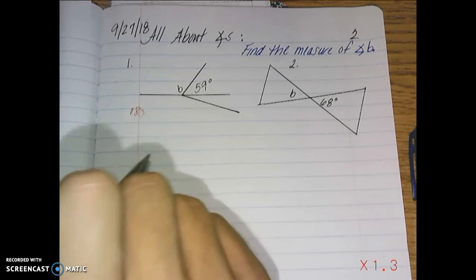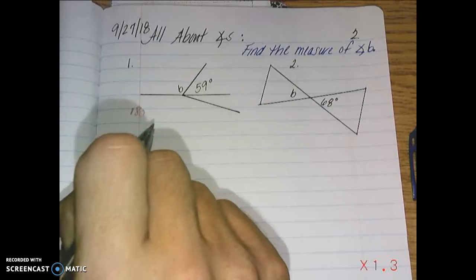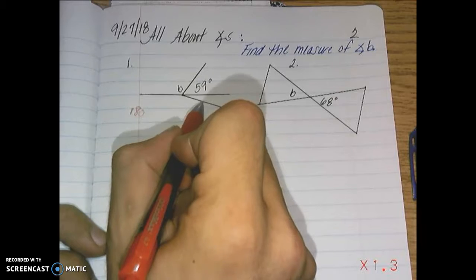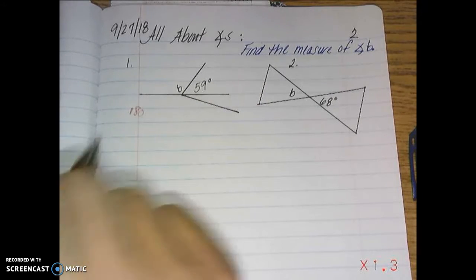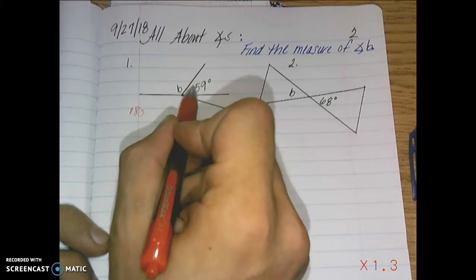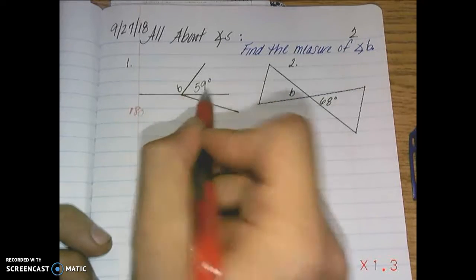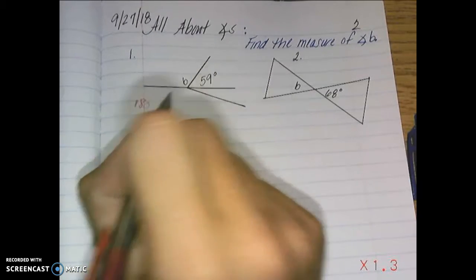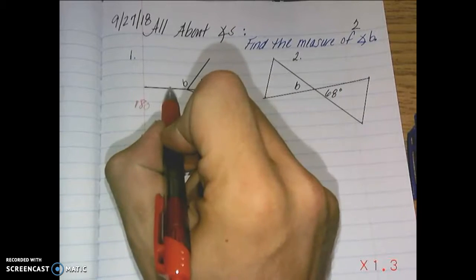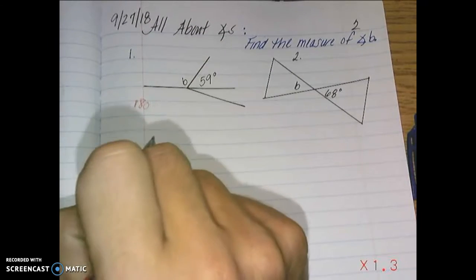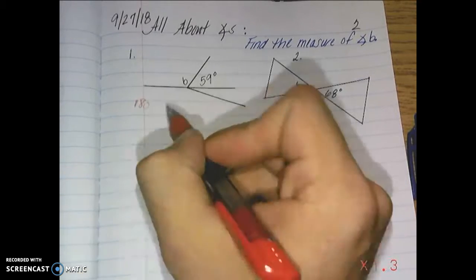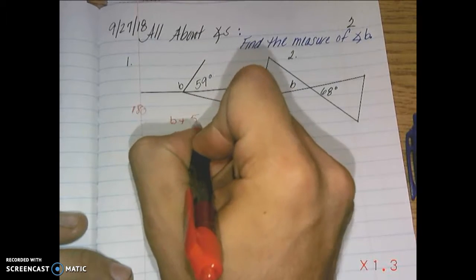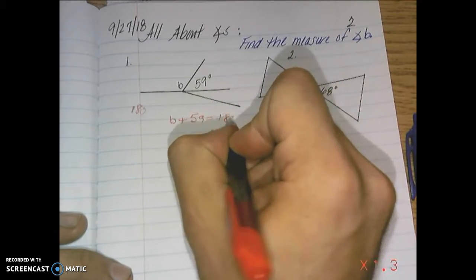A linear pair is where two angles form a line. So here's our line. This angle and this angle can form a linear pair, and also this angle and this angle, right here and right here. So B plus 59 degrees. We need to add both B and 59 degrees, and what will it equal? 180 degrees. So B plus 59 equals 180.